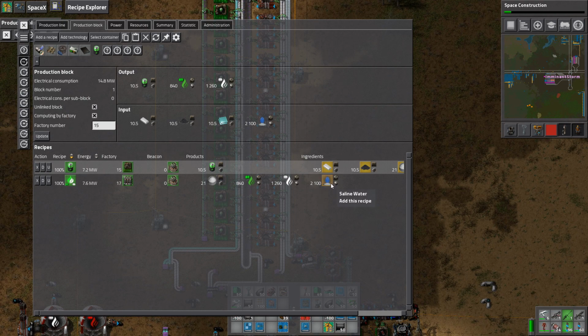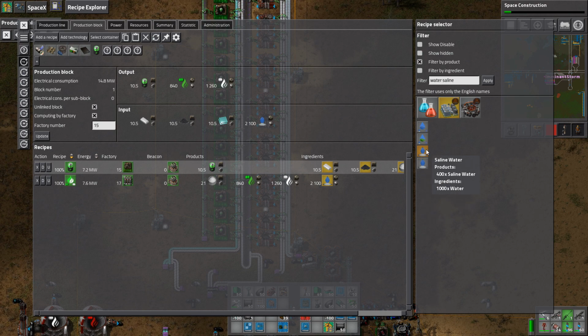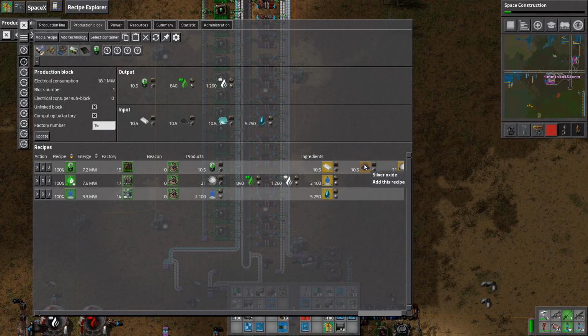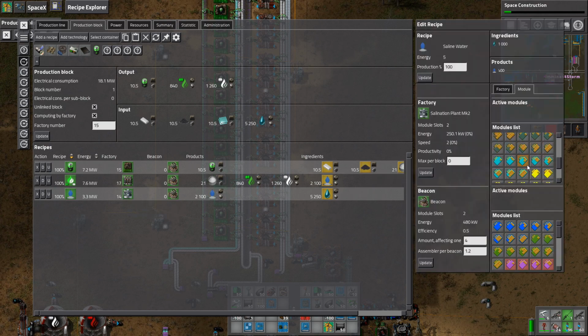Okay. Let's say we were to produce the saline water using these guys. We would need 14 of them. 5,200. No, 4 of them. 6 of them? 6 of them. All right. And 4 of those, 6 of those? 7 of those. $2,100. 17, that's awkward numbers.